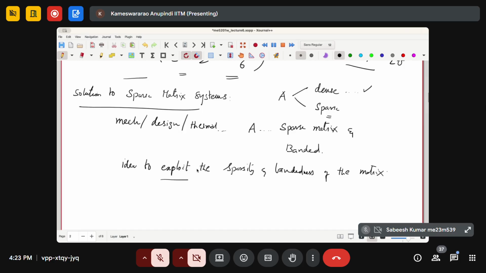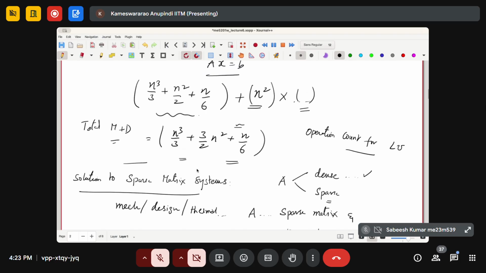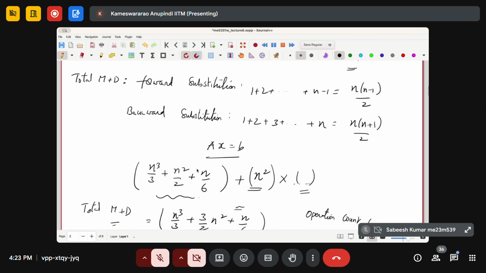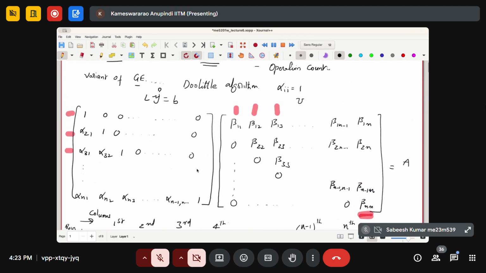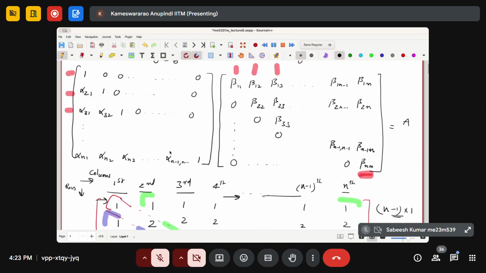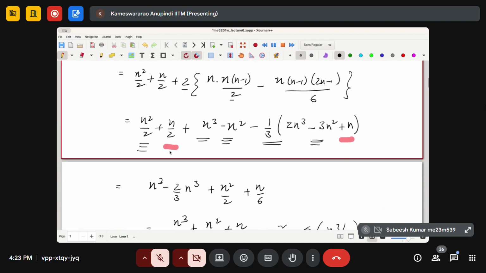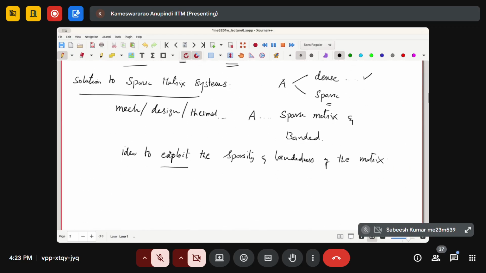If you do not exploit it, we will be doing several calculations, most of which are multiplications with zeros, right? Because you have written the algorithm for this, but within A itself, several elements are zeros. If several elements in A are zeros, then most of these products will also turn out to be zeros. Now we are looking at A, which is a sparse matrix. That means A has more zeros than non-zero elements.